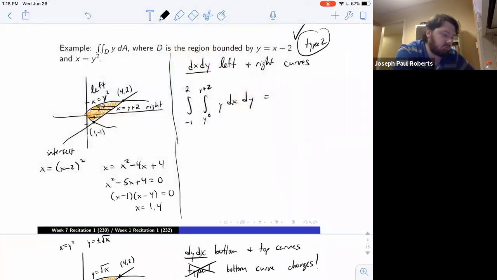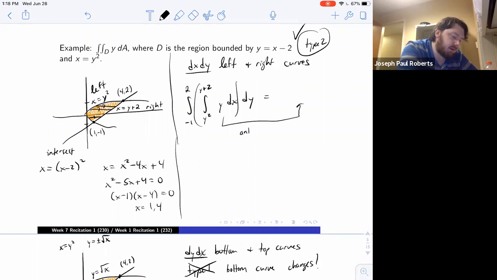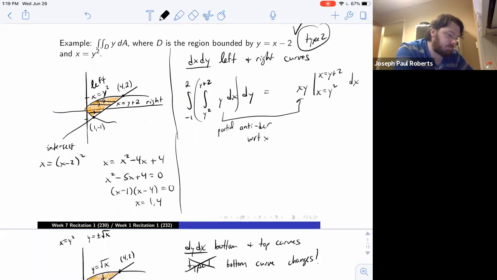And I might as well calculate this just for extra practice. But at this stage, that's the hard part, like I was saying a few minutes ago, because now we work our way from the inside out. So we do the, I guess I should call it, the partial antiderivative with respect to x. So if I pretend y is a number, what's the antiderivative of y with respect to x? Well, it's xy. And so then I'll plug in my x bounds, which are y squared to y plus 2.